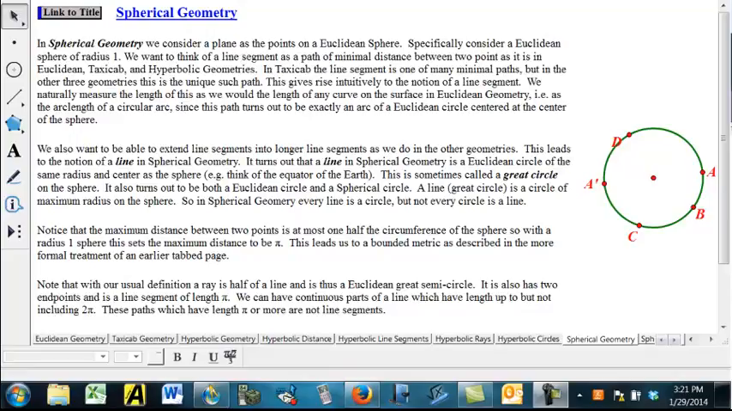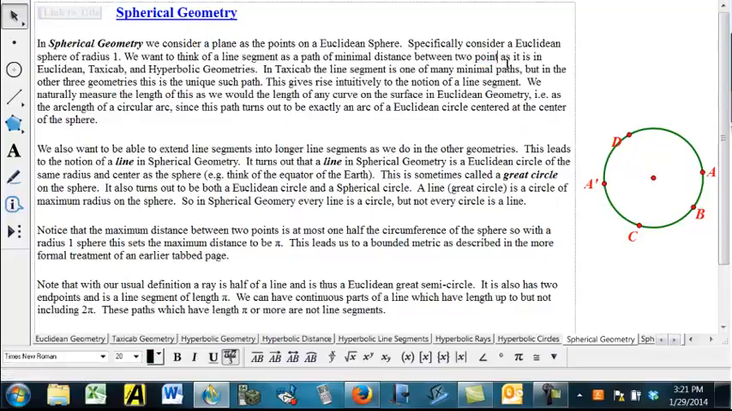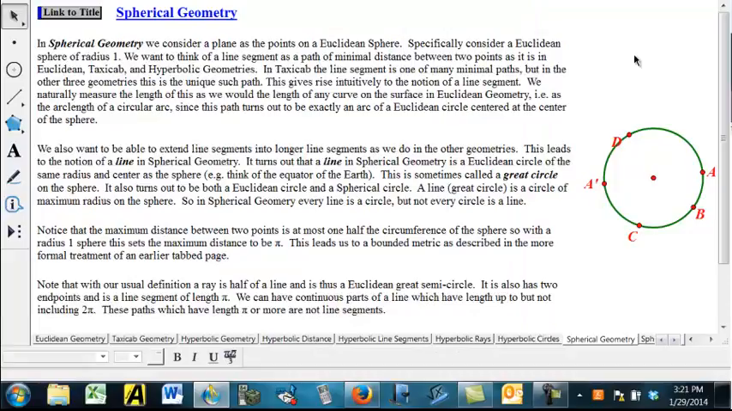So we want to think of a line segment as a path of minimal distance between 2 points, as it is in Euclidean, taxicab, and hyperbolic geometry. It turns out, as we can see with our Lenard spheres, that if we stretch a string between 2 points tightly, it will adhere to the surface of the sphere. It takes on an arc of a circle, specifically what's known as a great circle, a circle whose center is at the center of the sphere and whose radius is the same as the sphere. So intuitively, that's what we would mean by a line segment.